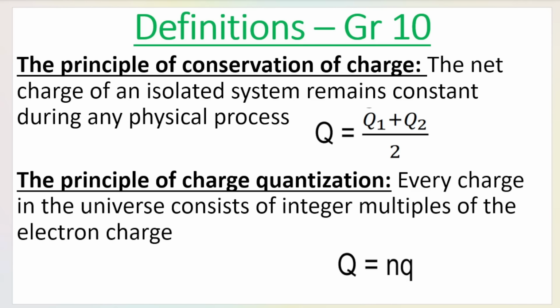As you should know, definitions are a massive part of physical sciences. If you don't state the definition correctly, you don't get your marks. And definitions are supposed to be like level 1 or easy questions. So grade 10s, these are the definitions for this grade. The principle of conservation of charge and the principle of charge quantization. Those are the only two definitions that you need to know in grade 10.